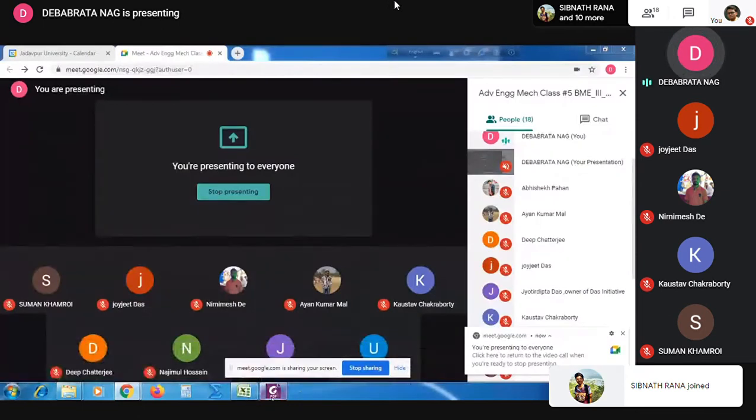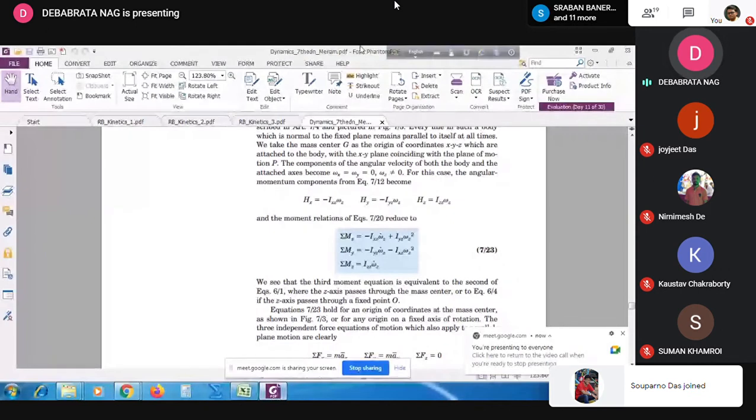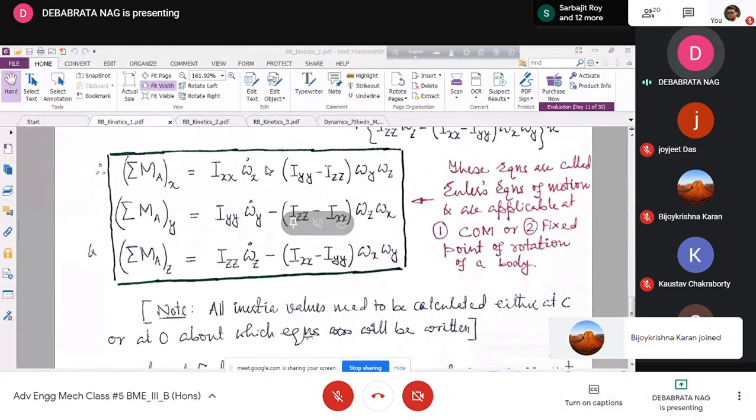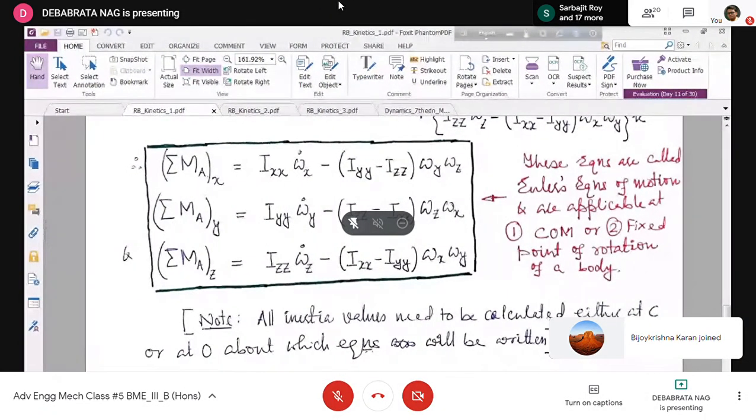Anyway, so let us start with the discussions that we had in our last class. So just to recapitulate what we said, we were in the dynamics of kinetics of rigid bodies.